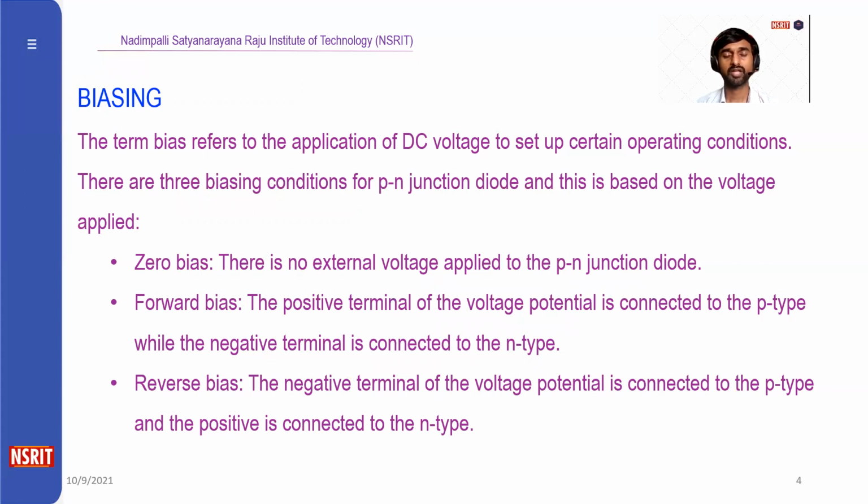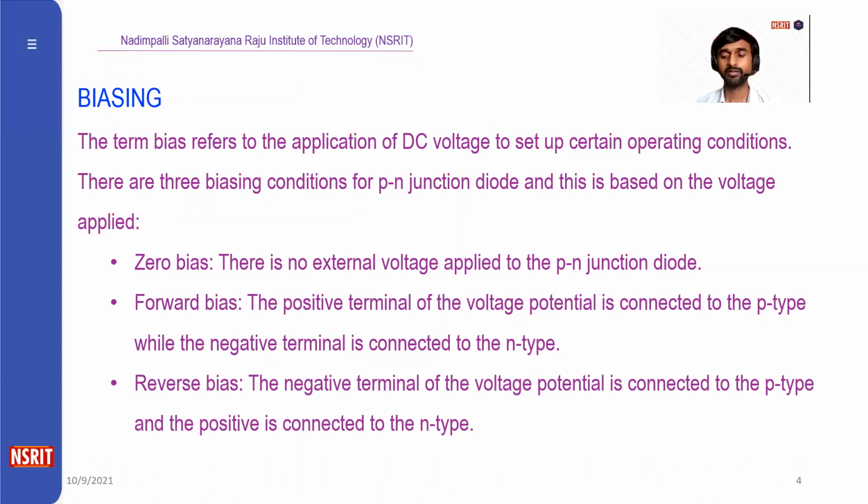Now coming to the third type of biasing, which is reverse biasing. In reverse biasing, the negative terminal of the battery is connected to the P-type region and the positive terminal of the battery is connected to the N-type region. So these are the three different types of biasing. So biasing is what? Providing of external DC supply voltage.